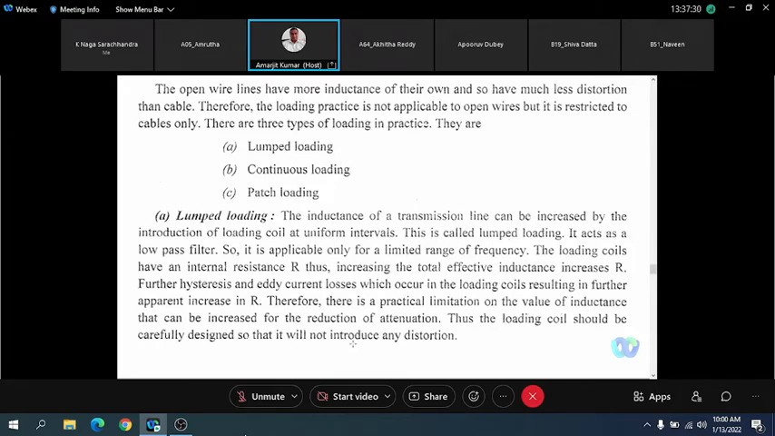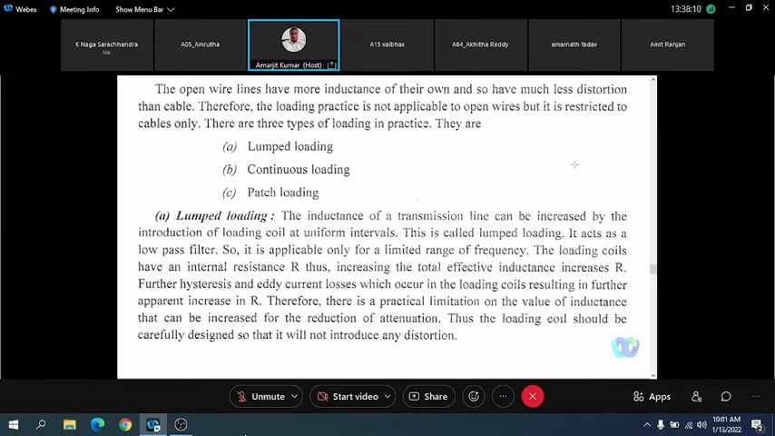When we were discussing the telephone cable as a twisted wire transmission line, we were placing lumped inductors at some intervals. So what happens in the case of lumped loading? The objective was to make the transmission line distortionless, or with minimum distortion, with minimum frequency and delay distortion.